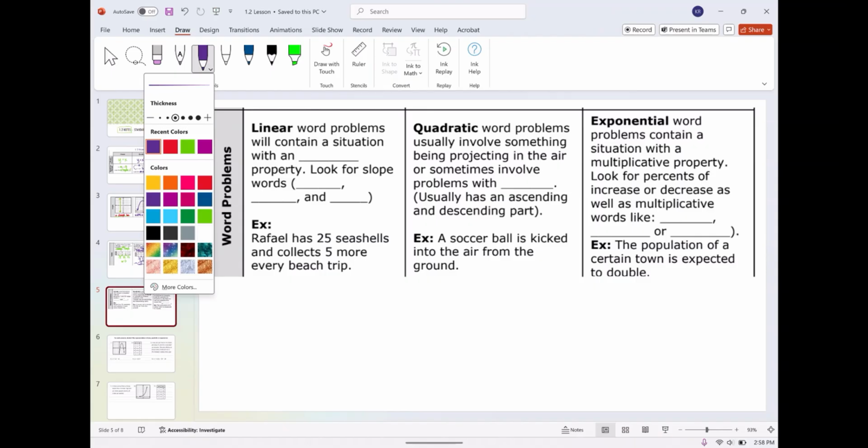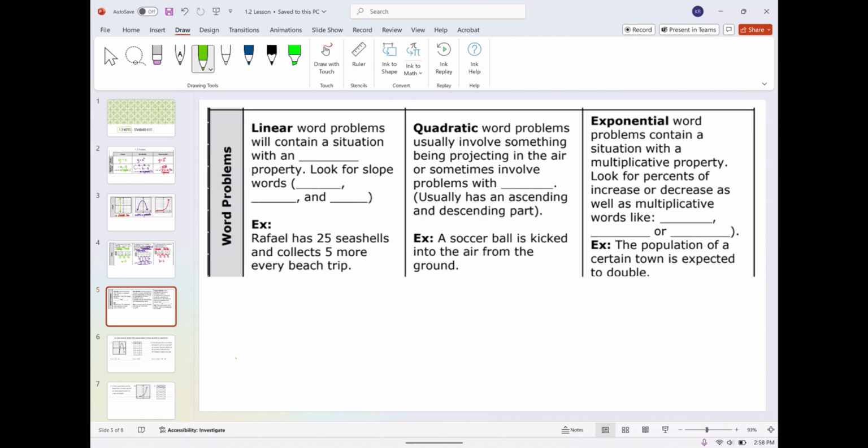And then now we're going to look at word problems. All right. So linear word problems, we talked about this last time. They contain a situation that has an additive property. You know, this can be both add or subtract. Okay. And we want to look for these words that indicate slope. And some of these are the word each or every. That could indicate something being added or subtracted. And per.